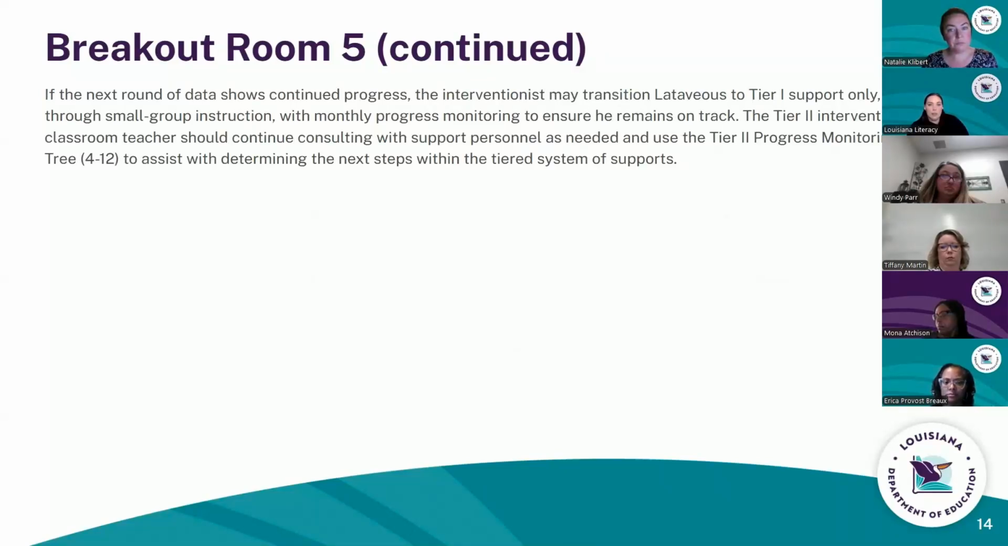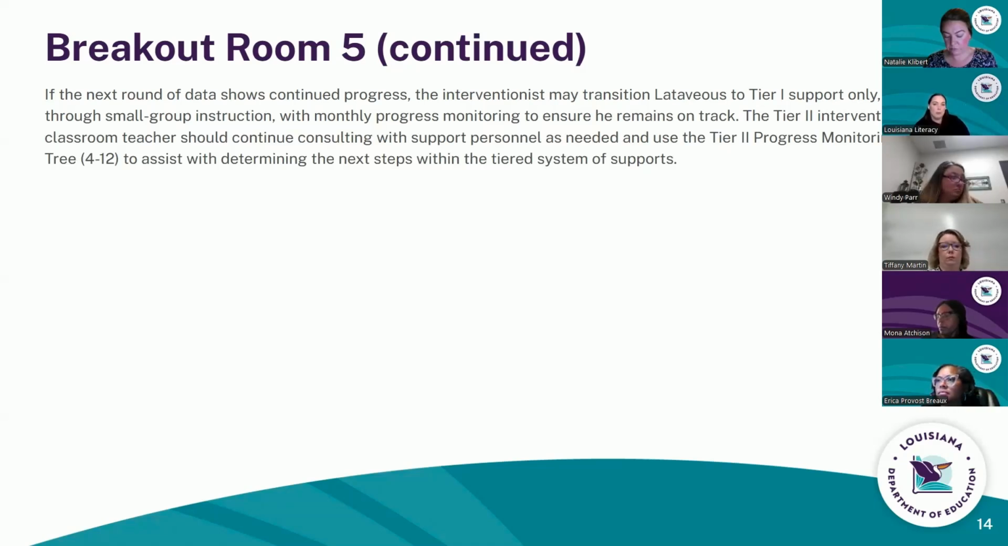His next round of data after that cycle showed more progress. He's doing well with the interventions that they've put in place for him. So the interventionist here may choose to just transition him to just having that tier 1 support. However, you don't just put him back in tier 1 and never see him again. Because he has needed support in the past, he should still be getting his small group instruction through tier 1.